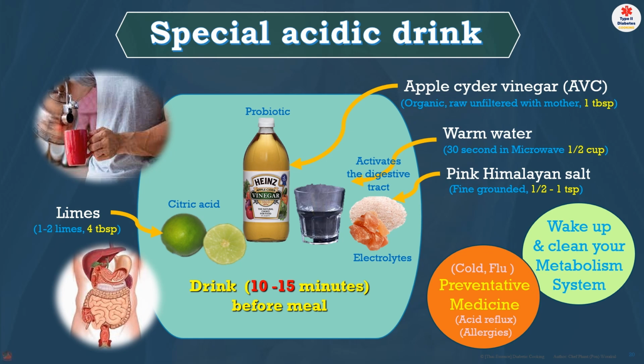So this is more detail on the special acidic drink, the drink before meal. Okay. Usually the apple cider vinegar, you need 1 tablespoon. Make sure it's organic, raw, unfiltered, and with the mother. Okay, that's your probiotic. So these things are going to help your system a lot. Okay, and then you have citric acid from lime, about 1 or 2 limes or 4 tablespoons.